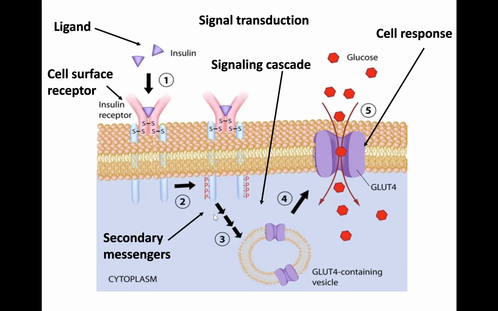Those secondary messengers have a bunch of different reactions, and this is a total simplification of the actual process for insulin and glucose uptake. All these arrows of different proteins interacting with each other, that's your signaling cascade. It causes an outcome, which is the cell response. In this case, the outcome is more GLUT4 transporters that will pull glucose inside your cell.